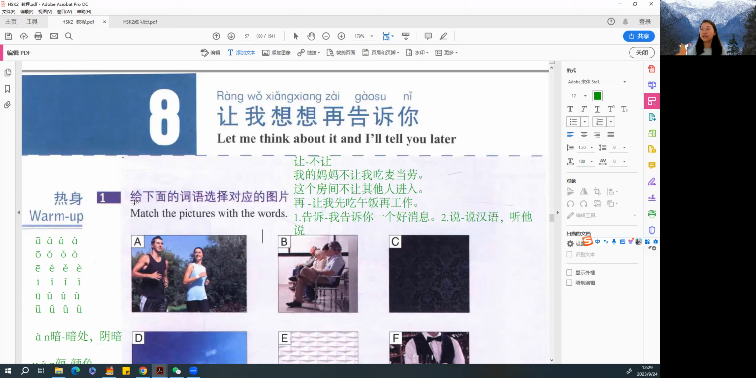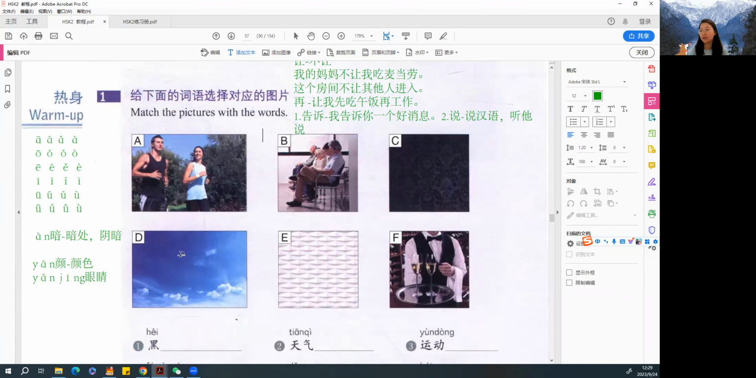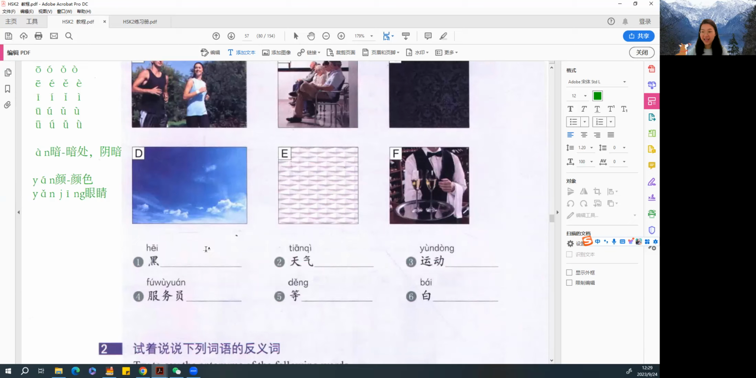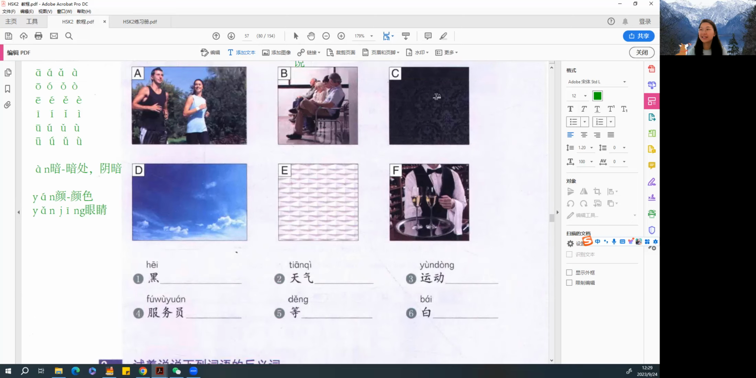And now let's take a look at the new words in warm-up number 1. Here is hei. This means black color, so we can also say 黑色. Hei is here, the black color. 天气 is the weather, right? 今天天气很好. And then 运动, to do sport.